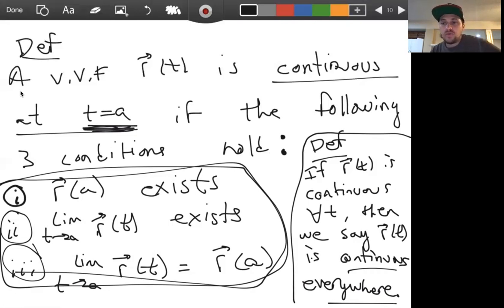And now we're well equipped to discuss the calculus of vector valued functions.